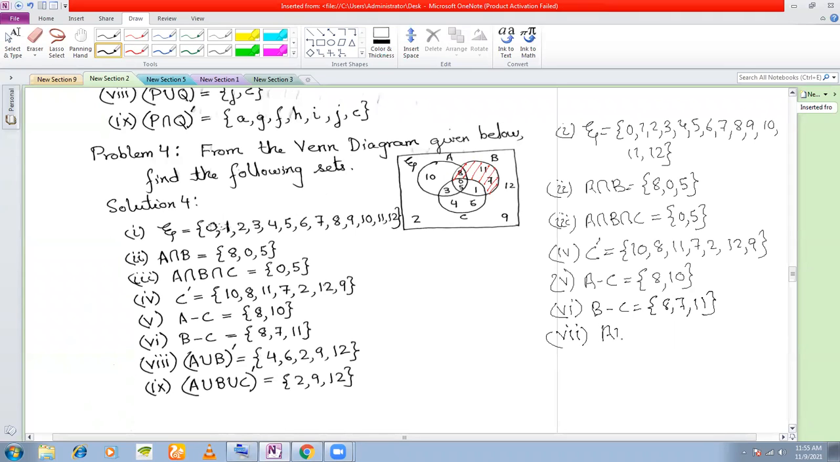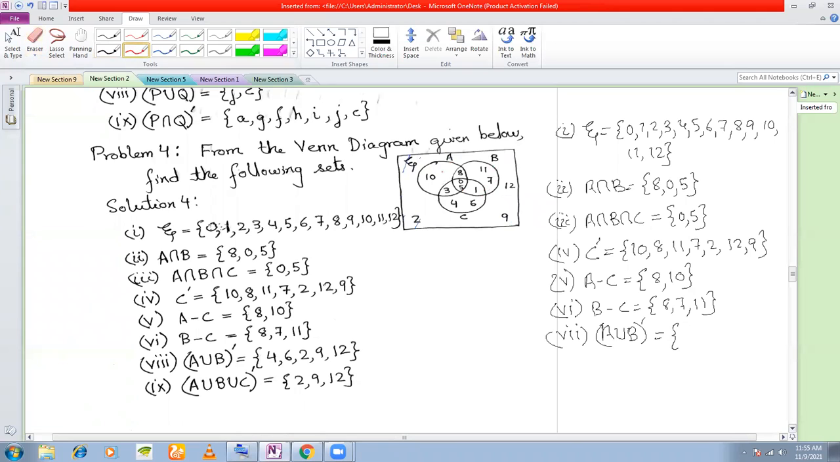Okay, A union B complement. Okay. So first of all, let's identify which one is A union B. A union B is this part, all the area within the 3 circles, right? All this area is A union B. So which one should be A union B complement? Outside the 3 circles. So this part gives you your A union B complement, right? Oh, A union B complement, not A union B. Okay, this is wrong.